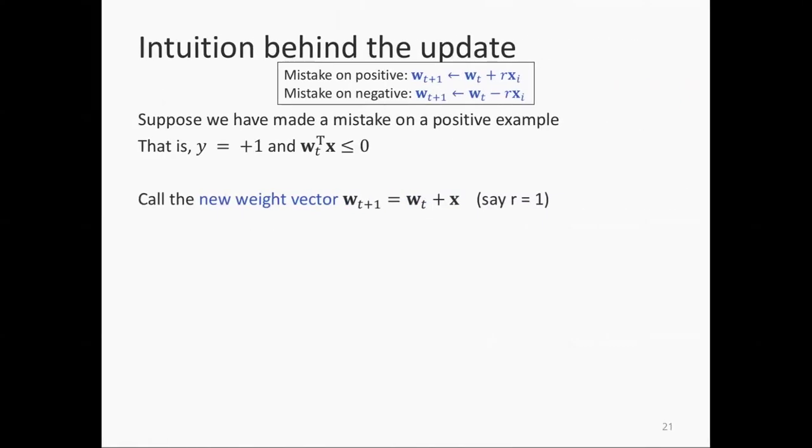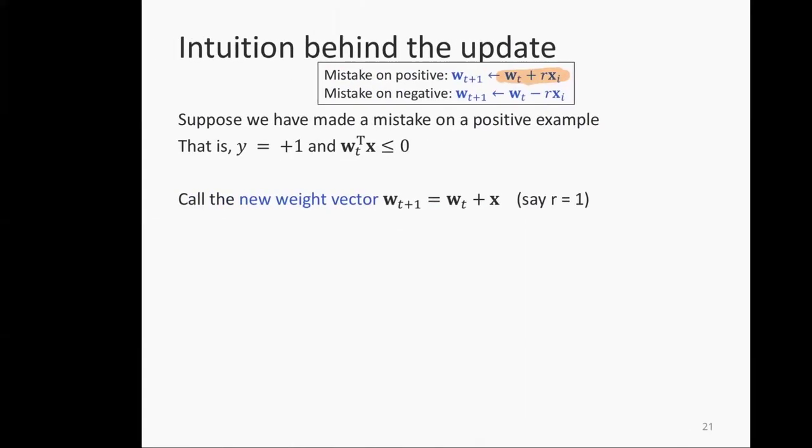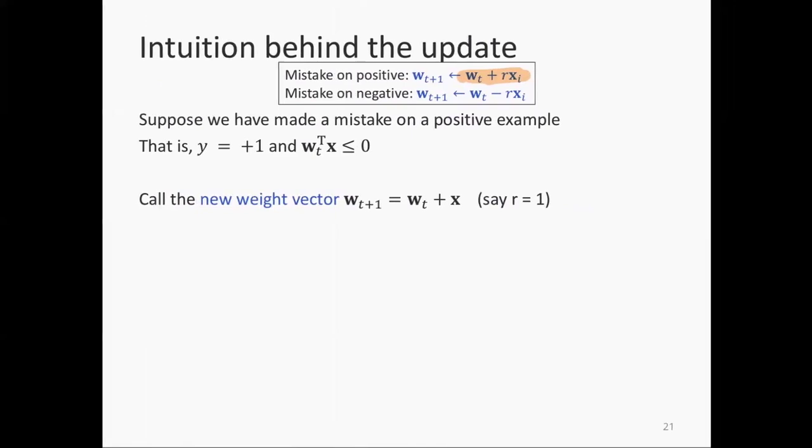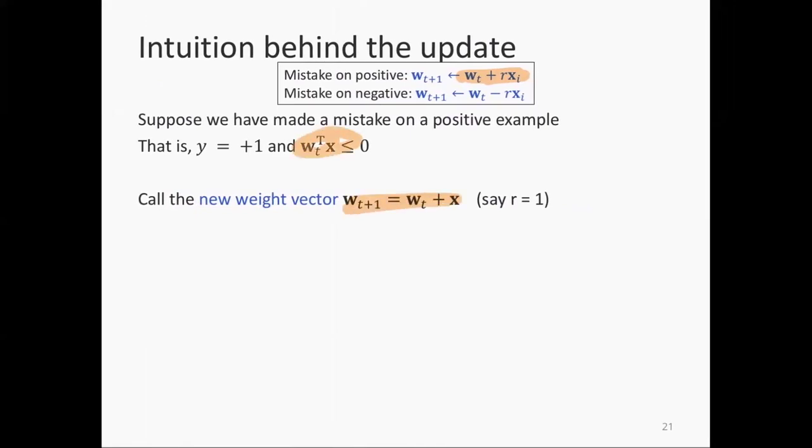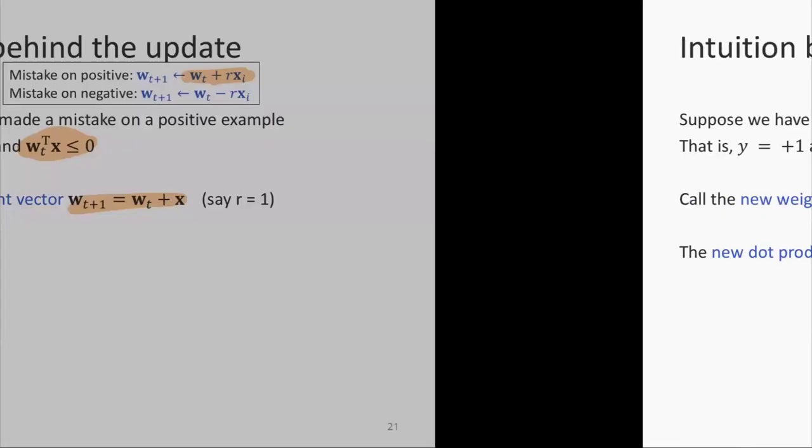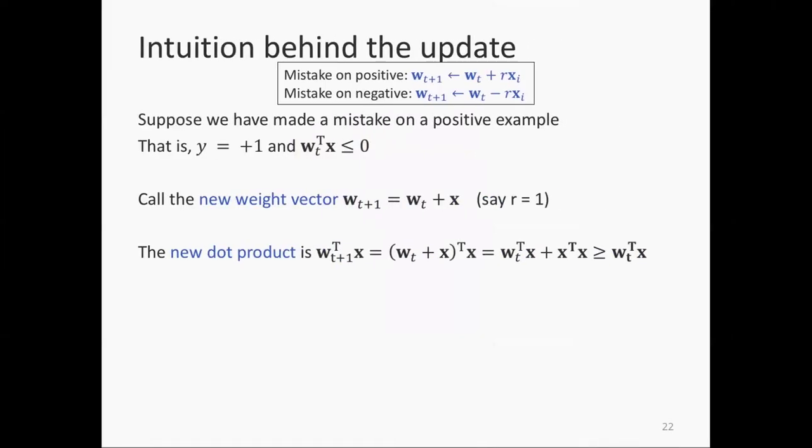So what happens now? There's an update. So we're going to create a new weight vector. Let's say R is 1. So it's a mistake on a positive example. So it is W_t plus the example that we just saw, X. So W_{t+1} is W_t plus X. Now, the interesting thing to do is to ask, for these new weights, what might the dot product with the current example be? So I can ask, what's the dot product of W_{t+1} with X?